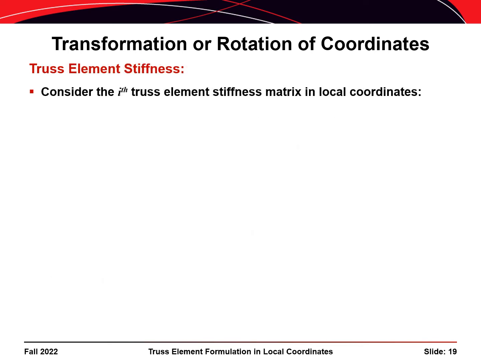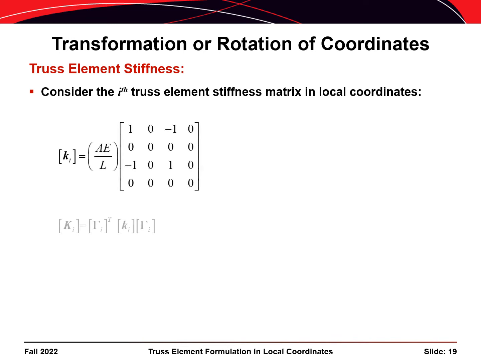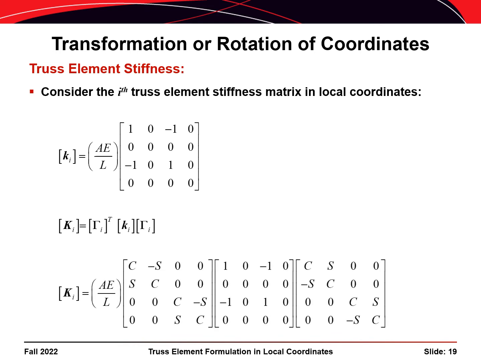Considering the ith truss element stiffness matrix in local coordinates, where we know the element stiffness matrix is this, we can determine the element stiffness matrix in global coordinates by pre- and post-multiplying by the rotation matrix. Substituting in for gamma and k, we end up with this for our element stiffness matrix in global coordinates, where c represents the cosine of phi and s represents the sine of phi.